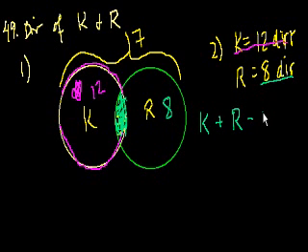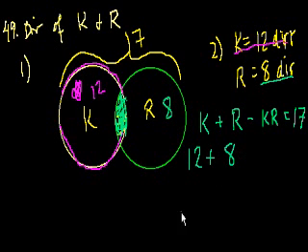So minus KR, this notation, that's people who are in K and R. And what does that equal? Well, statement 1 told us that. It told us that there are a total of 17 directors. And so statement 2 told us there are 12 directors in K, plus 8 directors in R, minus the joint directors is equal to 17.